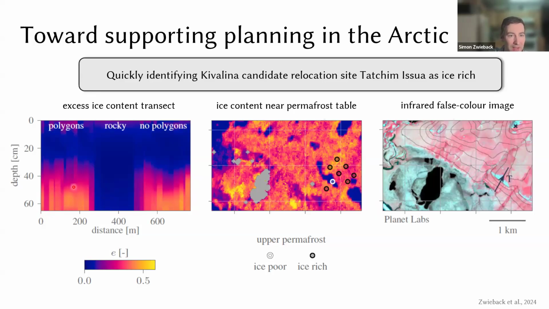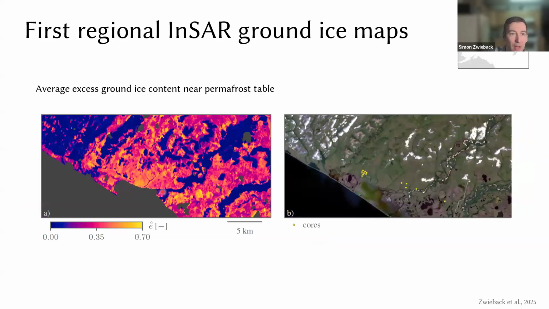However, on either side of that rocky bench, it's rich in ground ice at the top of the permafrost. So these locations are not suitable for relocating a community there. So we can now start using InSAR for helping planning in the Arctic and helping communities deal with thaw hazards in the Arctic. And we can do that on much larger scales than that specific rocky bench we looked at earlier.